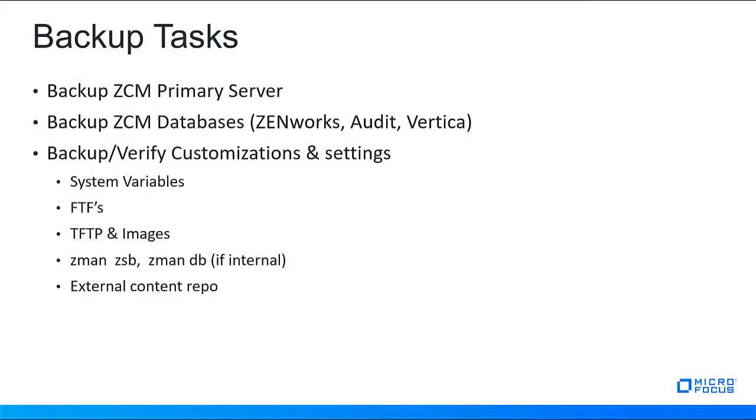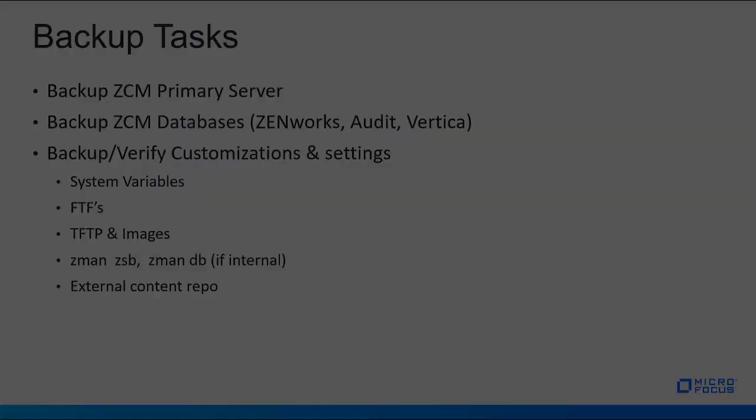Some of the backup tasks: back up the ZCM Primary Server, back up the ZCM database, ZenWorks audit, and then when you get to 2020, don't forget the Vertica database if you have it deployed. Back up and verify customizations and settings, system variables, FTFs, TFTP, and images. You can do some of that with the ZMan commands ZSB and ZMan commands DB if you have an internal database. External content repo, and then of course back up your databases if they're external.